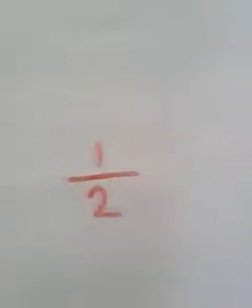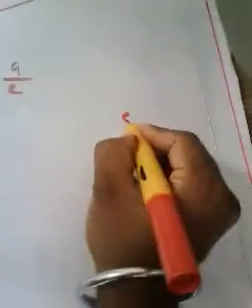Which is the first rational number? 1 by 2. Which is the second rational number? 5 by 2. Just write that. Okay. And think about the denominator. Here the denominator is 2.